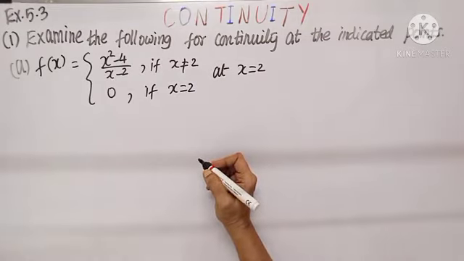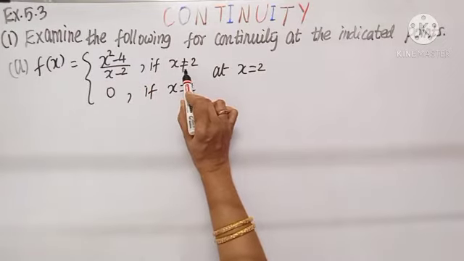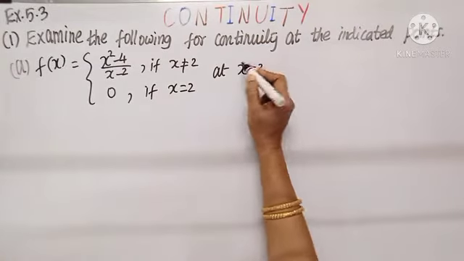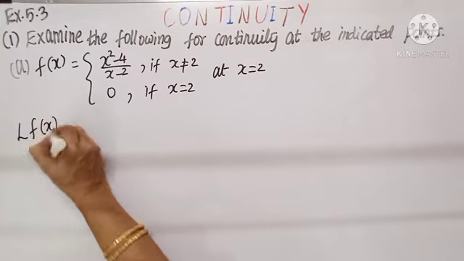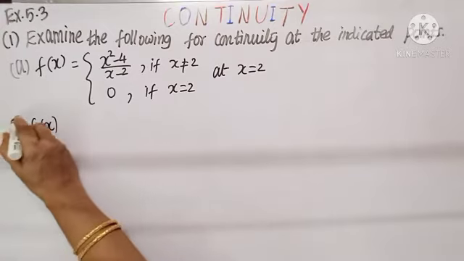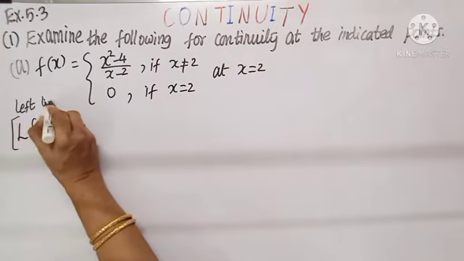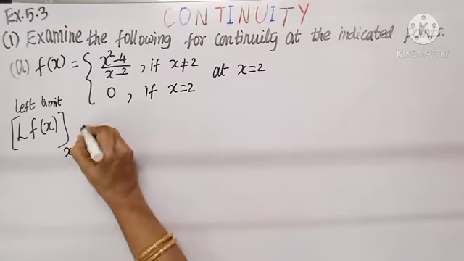If not, discontinuous. Exercise 5.3, question number 1. Examine the following for continuity at the indicated points. f of x equals x square minus 4 by x minus 2 if x is not equal to 2, and 0 if x is equal to 2, at x is equal to 2. So we need to check at x is equal to 2. First we'll find L of f of x. What does this mean? Left limit.